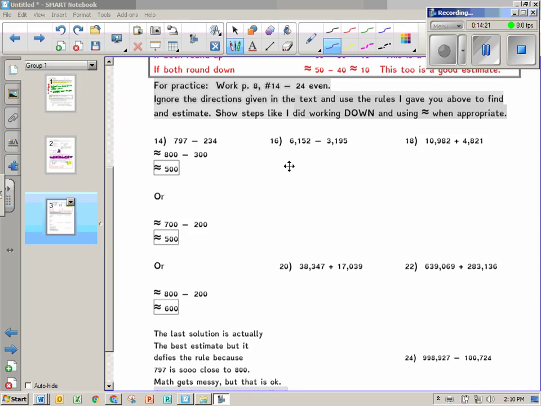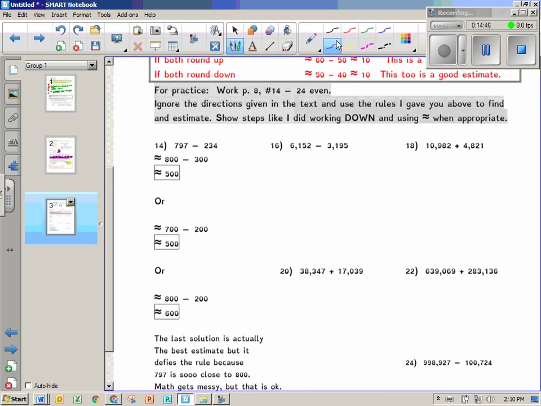All right, let's start with number 16. Remember, I want to be able to do my math mentally. So I'm going to round, it's subtract, so that's S, same. So I either want both down or both up. Well, I'm going to round them both down because this is closer to 6,000 and this is closer to 3,000 than it is to 7 or 4,000.